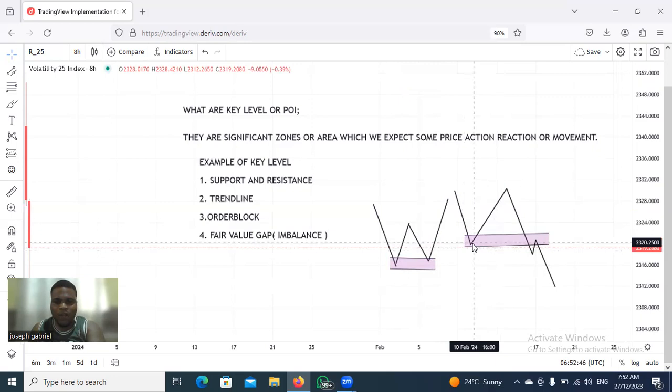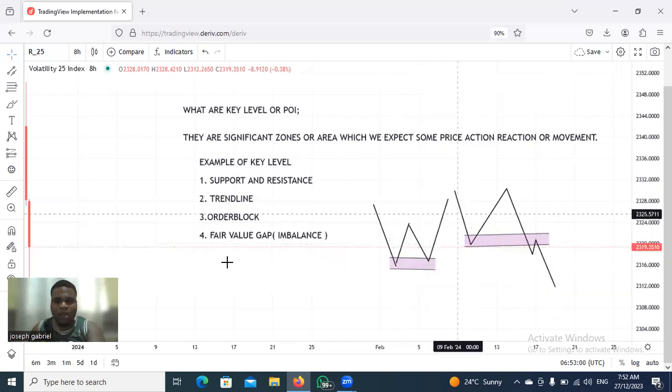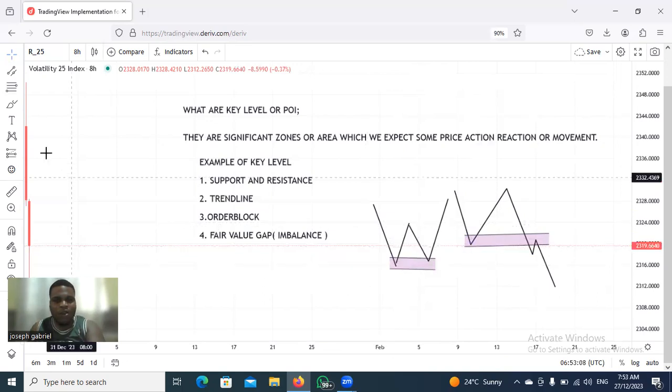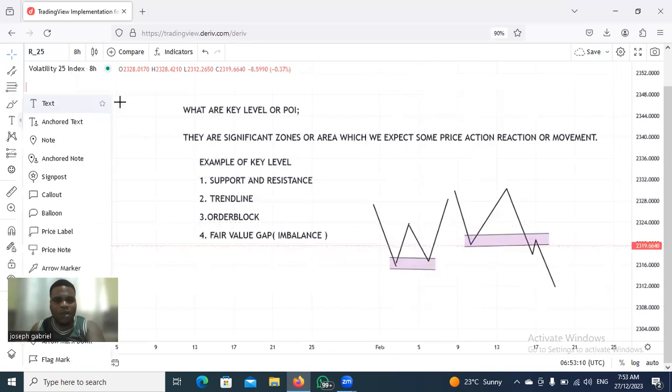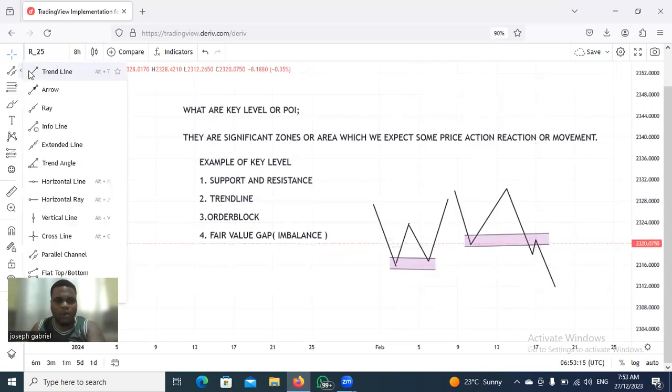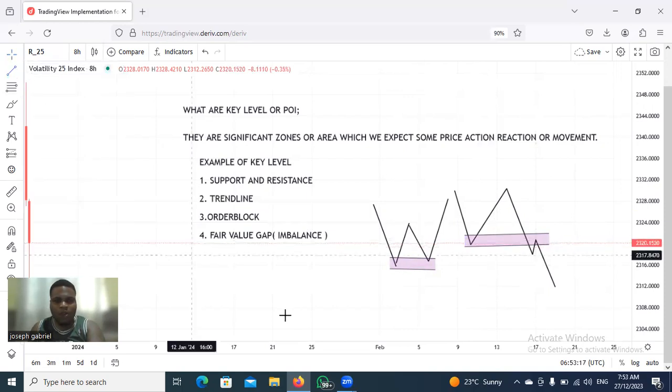So we have resistance, a support, I mean to say, turned to resistance over here. We can call this a breaker block. You see that this block was taken out and price came to test it down. This is majorly what we see on the chart. Okay, so when it comes to trading our key levels, we can also see this one again, which is a resistance zone.